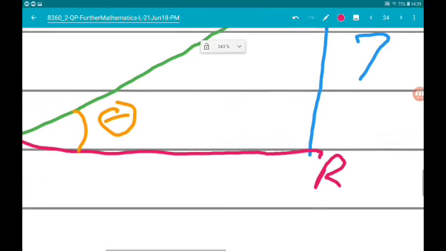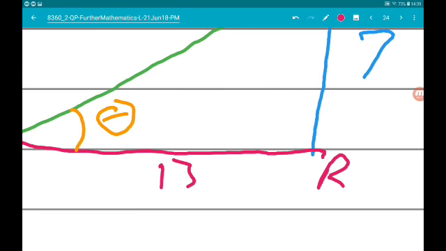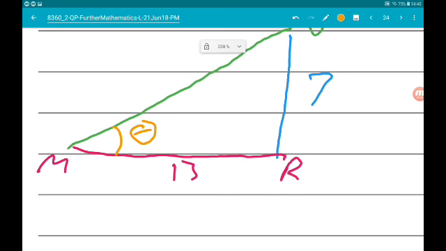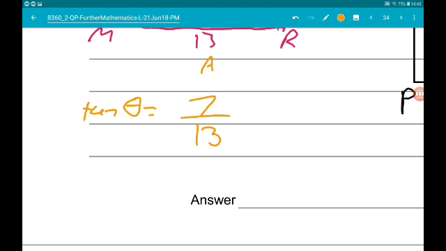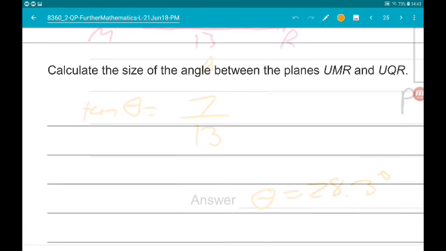So now we know two lengths on this triangle. So now it's just a game of SOHCAHTOA. So we got the opposite and the adjacent. So it's a job for tan. So tan theta is equal to opposite 7 over adjacent 13. And then to get theta, we inverse tan 7 over 13. And we get theta is 28.3 degrees. Cool.